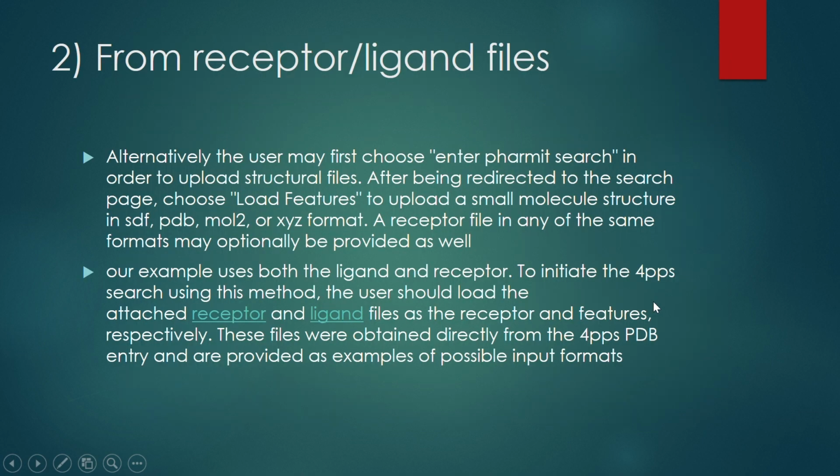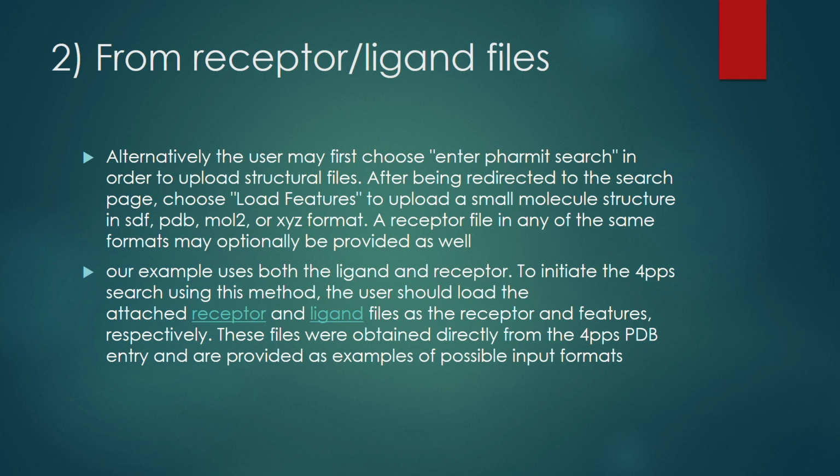The next is about receptor and ligand files. Alternately, the user may first use Enter Pharmit Search in order to upload structural files. After being redirected to the search page, choose load features to upload small molecule structures in SDF, PDB, MOL2 or XYZ format. A receptor file in any of the same formats may optionally be provided as well.